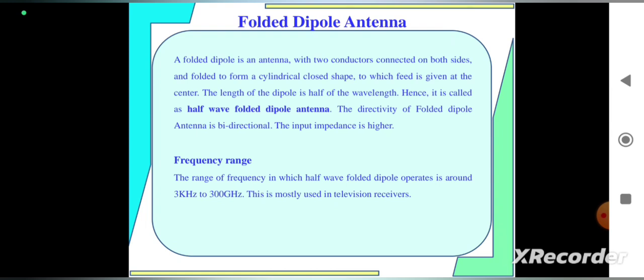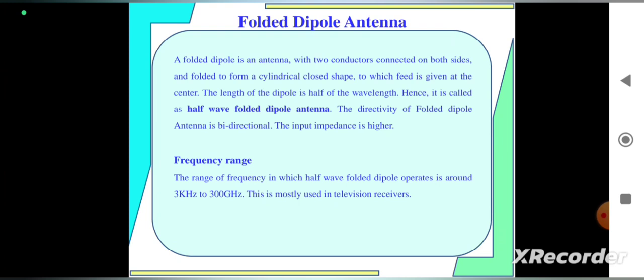Okay, but in this folded dipole antenna, we are using two parallel dipoles. Next, the length of the dipole is half of the wavelength, the same for both dipole and folded dipole antenna. The length should be half of the wavelength, so it is also called a half-wave folded dipole antenna.